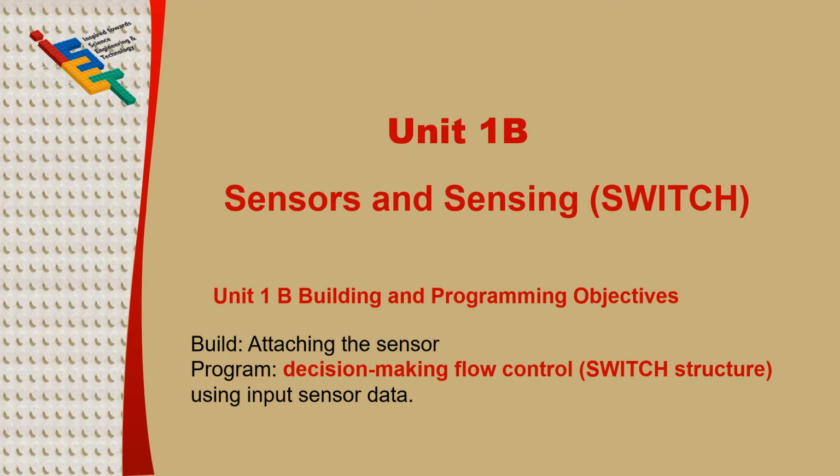off. Great, now we've got to Unit 1, but the B section, and we're still on sensors and sensing, but now we're going to use decision making flow control. Okay, it's also on your flow control tab, and we're also going to use all the sensors we've just investigated.